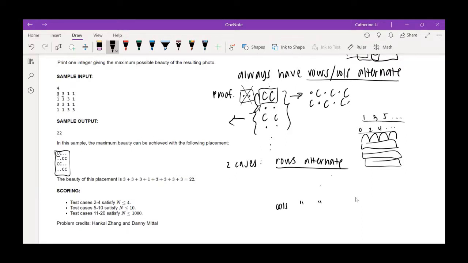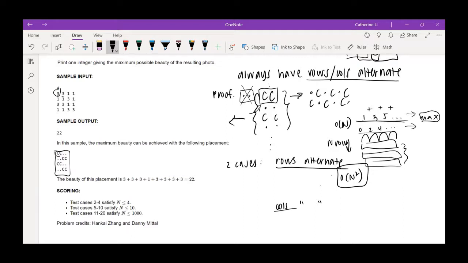And you can just add these up, the beauty values, I guess, into two values and then take the maximum for each row. You add the maximum up for each of the rows. Taking these sums is O(n), and then there's n rows. So this is O(n^2). And then same thing for the columns.